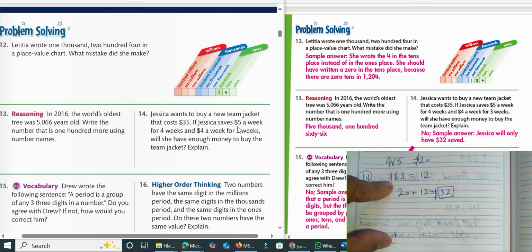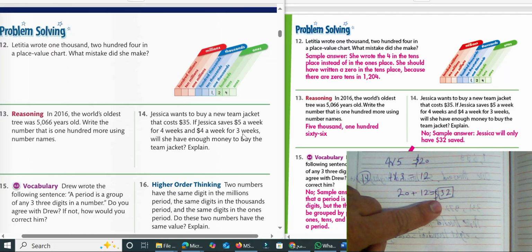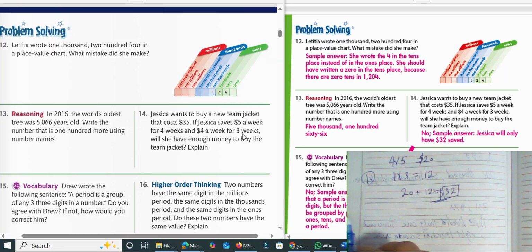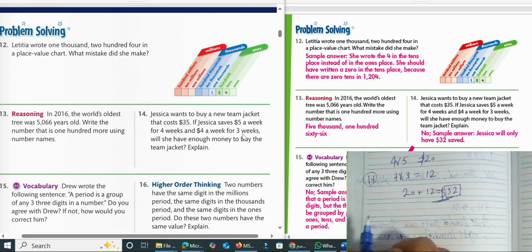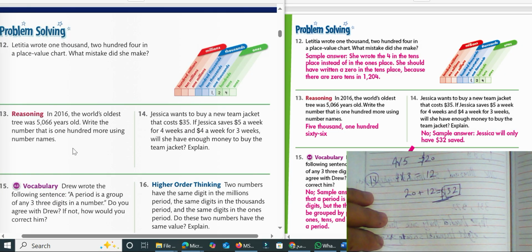Okay, and she also saves $4 a week for 3 weeks. 4 times 3 equals 12. This is the total number. 20 plus 12 equals $32. She saves what? $32. This is the simple answer. Jessica will only have $32 saved. Next question, vocabulary.